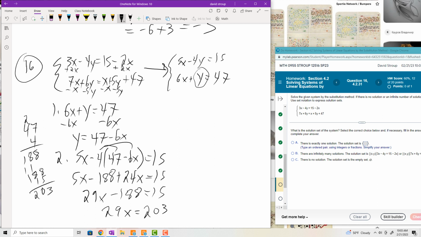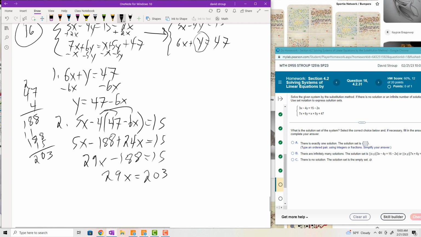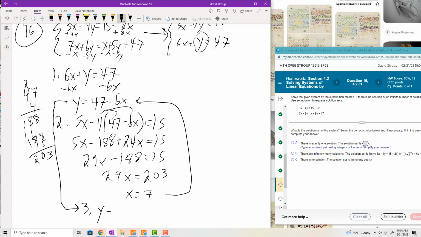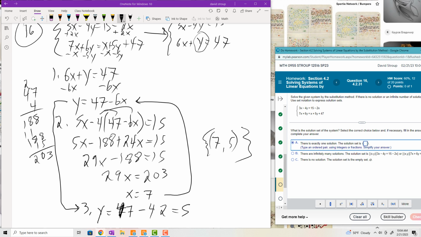So either I made a mistake or there's no way that divides. 203 divided by 29. Oh, it does divide. 7. Mistake corrected. All right, I'm going to put that into there and get step 3. y is 47 minus 6 times 7. 6 times 7 is 42, so that'd be 5. So this one is 7, 5.